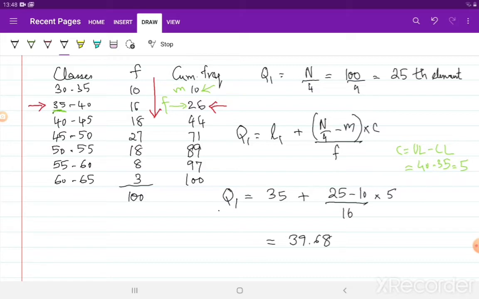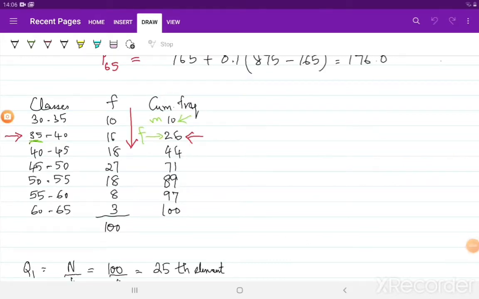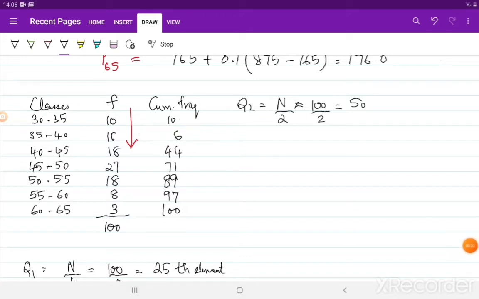Similarly, Q2 is the same as our median. Q2's position will be N by 2, which means basically it's 100 by 2, which is 50. So the 50th element will be our Q2 or the median value.